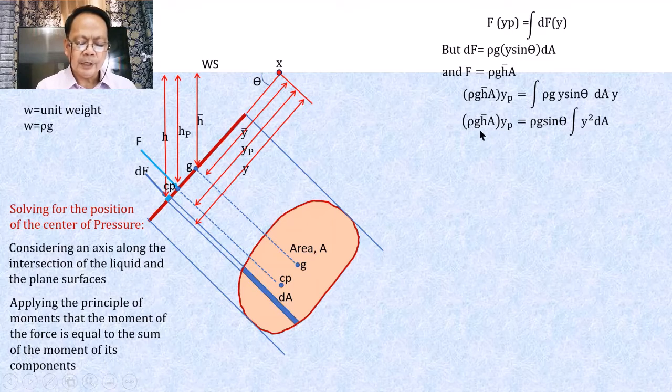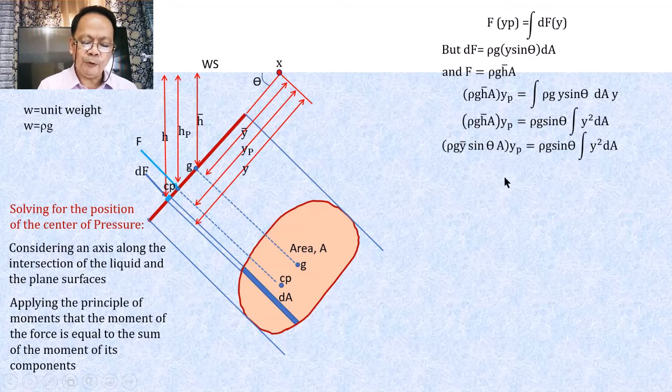Now, let's go back. If we will be recalling, the value of bar h is equal to bar y sine of theta. Di ba? We have bar y sine of theta substituted for bar h. Therefore, we have rho g times bar y sine of theta multiplied by A times y sub P is equal to rho g sine of theta times the integral of y squared dA. And you will notice that in this equation, rho will cancel, g will cancel, also sine of theta will cancel.